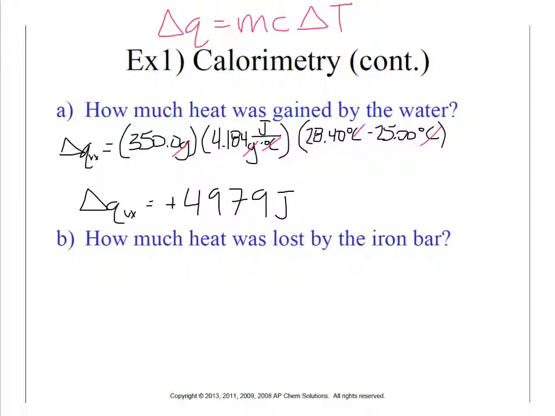So if water gained 4979 joules of heat, how much was lost by the iron bar? Remember, this is an isolated system because it's in that coffee cup, so this energy that was gained by the water was lost by the iron. That means that delta Q for the iron would be a negative 4979 joules. So that means this was an exothermic process. It was a loss of heat by the reaction, or by the iron.